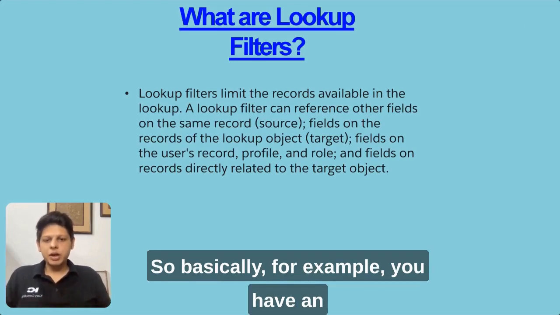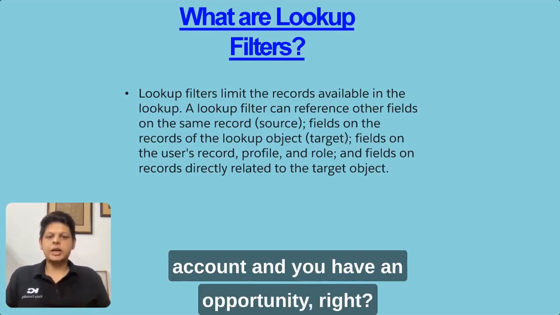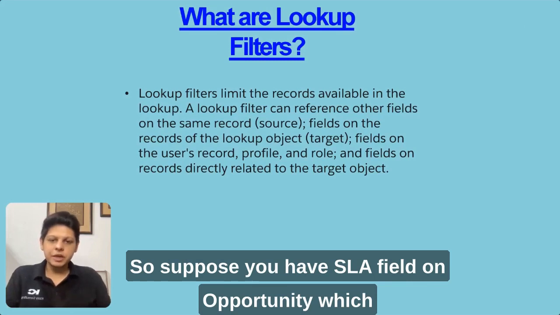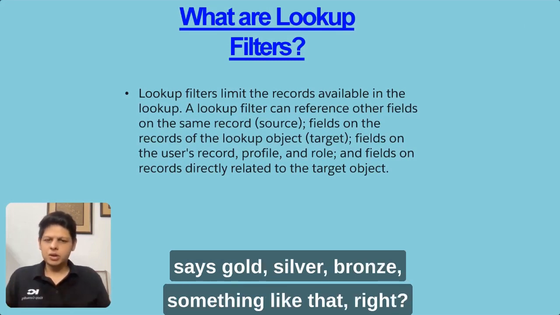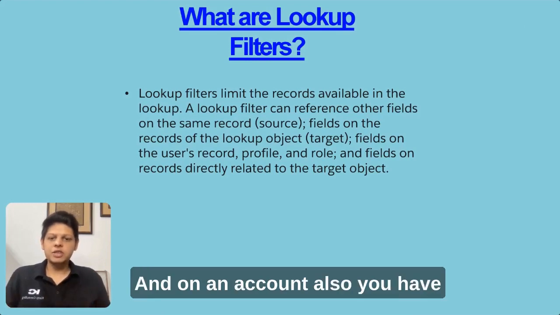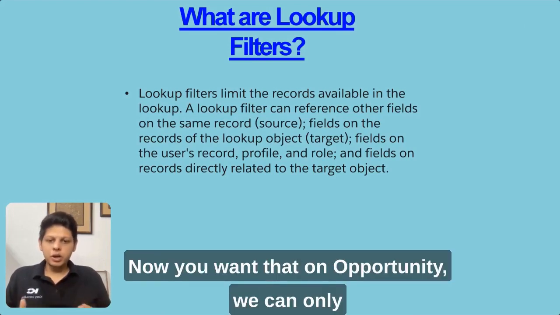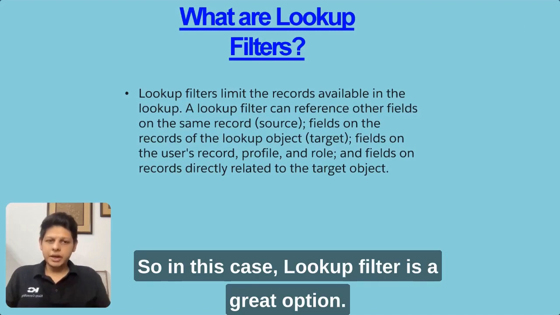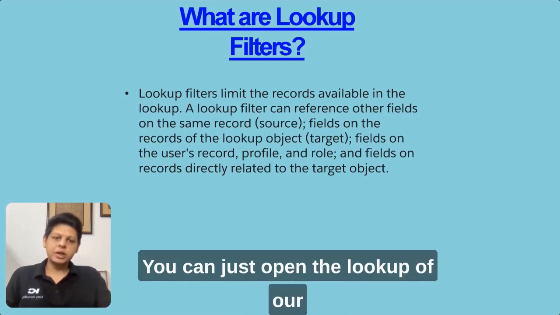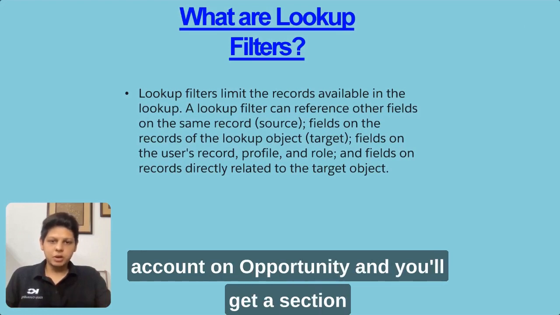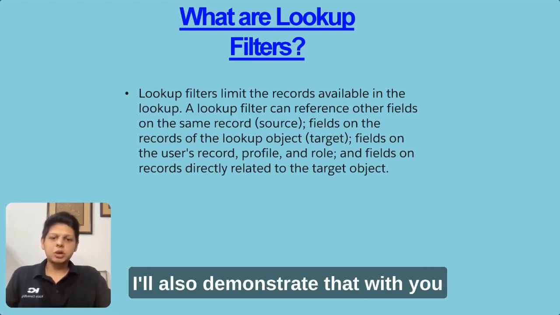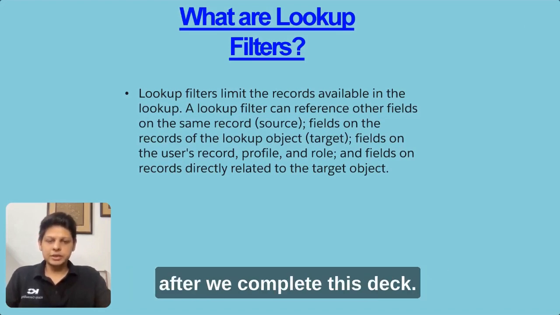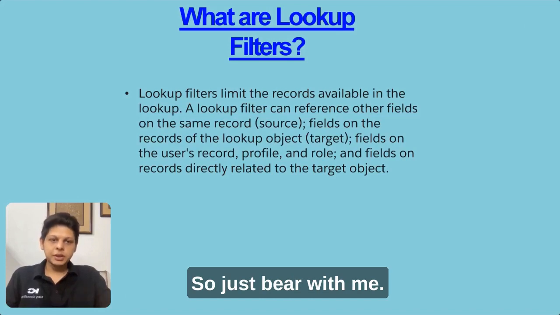So, basically, for example, you have an account and you have an opportunity, right? And suppose you have an SLA field on opportunity, which says gold, silver, bronze, something like that, right? And on an account also, you have a similar kind of field. Now, you want that on opportunity, you can only tag those accounts where the SLAs match, right? So in this case, a lookup filter is a great option. You can go ahead with it. You can just open the lookup of account on opportunity, and you'll get a section on how to add a lookup filter. I'll also demonstrate that with you after we complete this deck. So just bear with me.